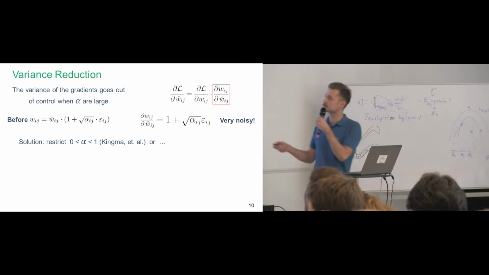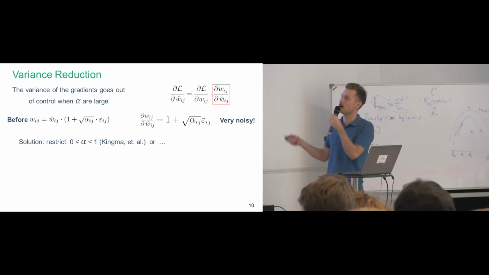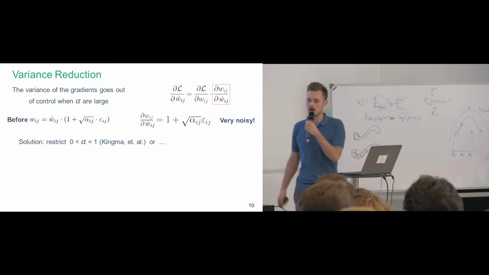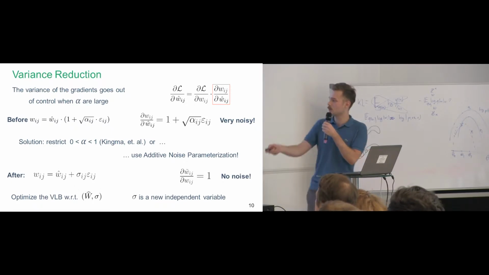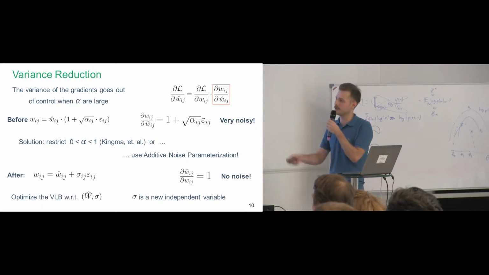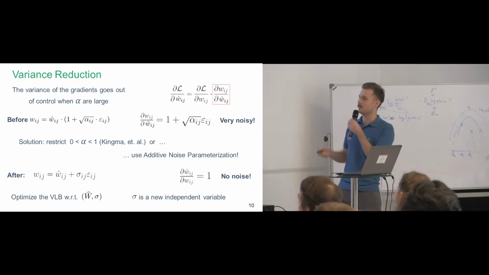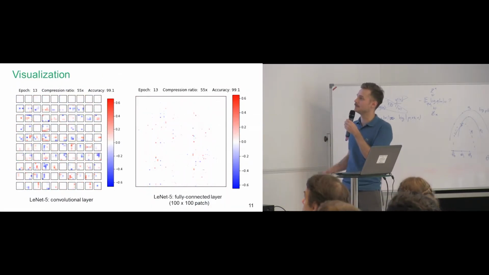Once again, we need to somehow reduce the variance of our gradients, and you already know that we are going to use another parameterization, and once again, let's see what will happen.